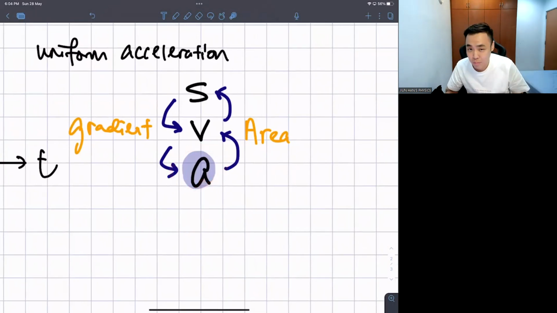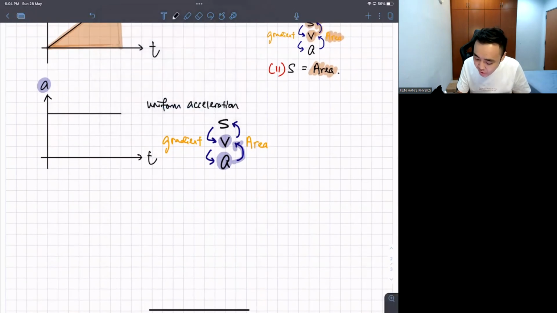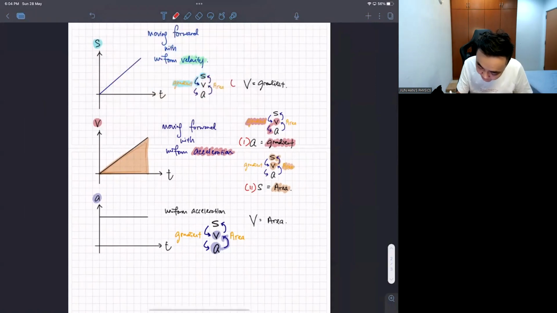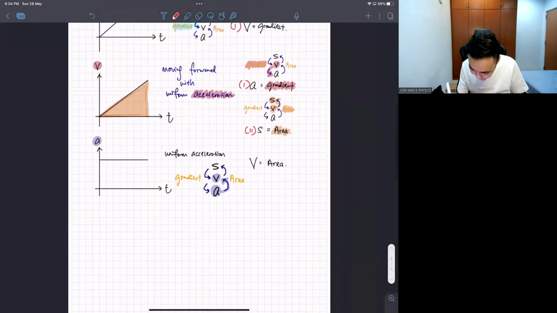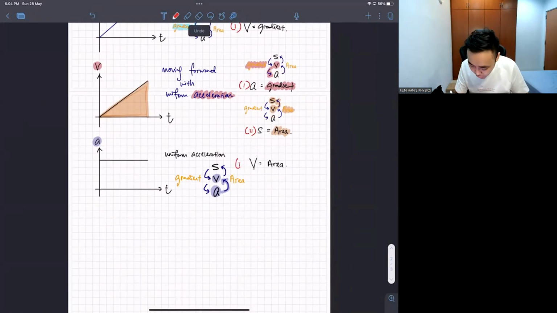Anybody downstairs? You only got one choice, right? You can only go upstairs, which is what? Velocity. So that being said, this AT graph can only ask you to calculate velocity. How? Area. That's it. End of story. So that's why, for ST graph, you can calculate velocity. For VT graph, you can calculate acceleration and also displacement. For AT graph, you can calculate velocity only.